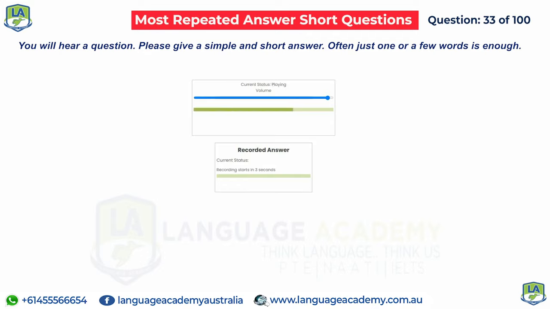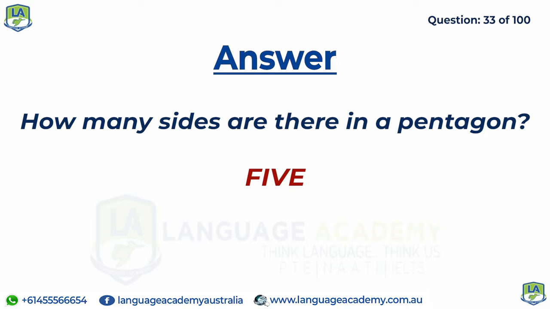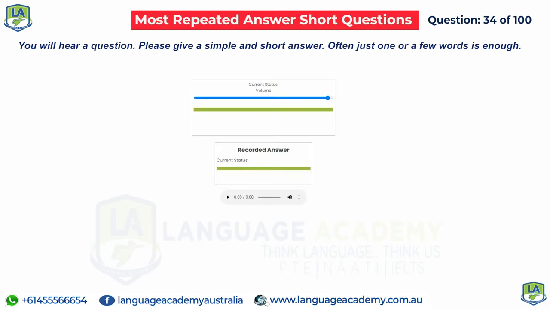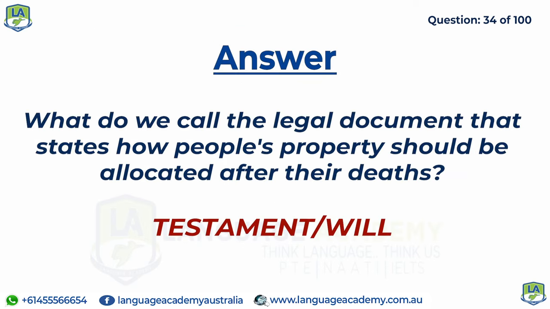How many sides are there in a pentagon? 5. What do we call the legal document that states how people's property should be allocated after their deaths? Testament, will.